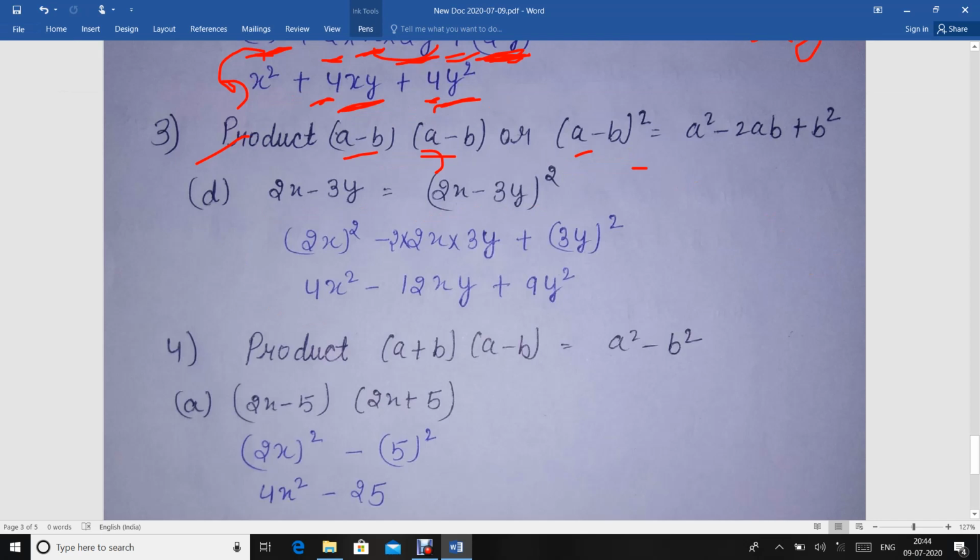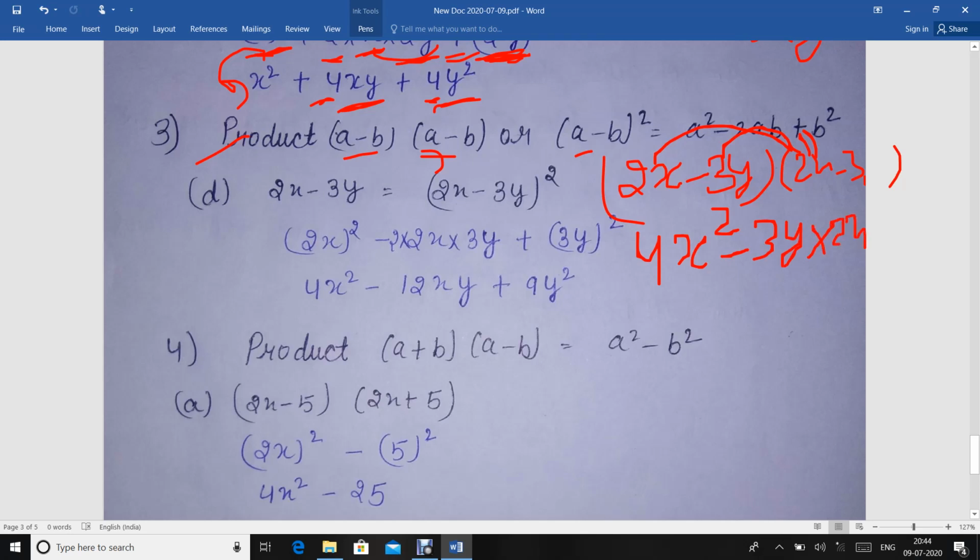You have (2x minus 3y) into (2x minus 3y). Now 2x into 2x means 4x square, minus 3y into 2x means minus 3y into 2x. After that, 2x multiplied by minus 3y, and minus 3y multiplied by minus 3y.